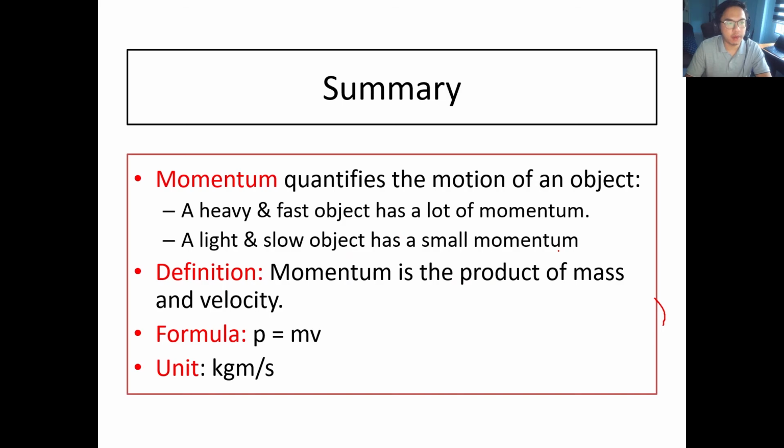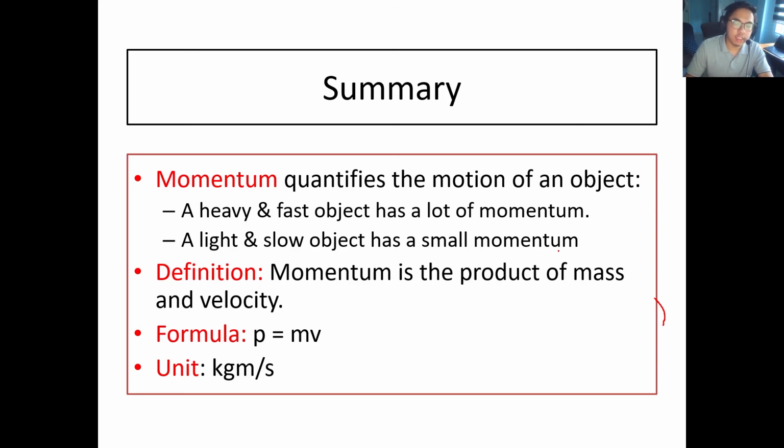To summarize, what is momentum? Momentum tells us about the motion of an object. A heavy object will have a larger momentum. A lighter object has a smaller momentum. A fast object has a large momentum, in other words, it's harder to stop. And a slow object has a small momentum.